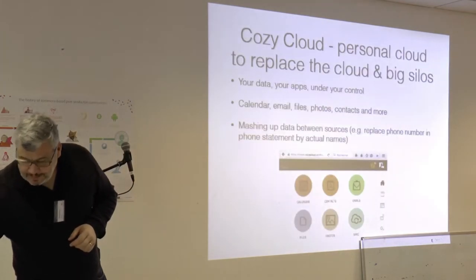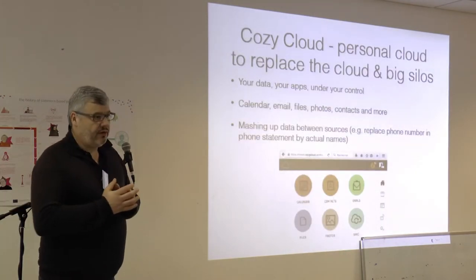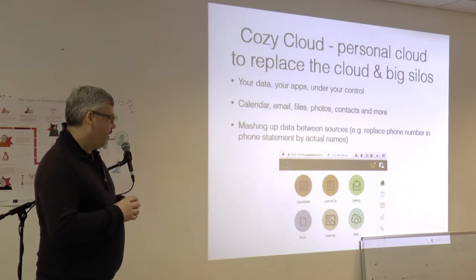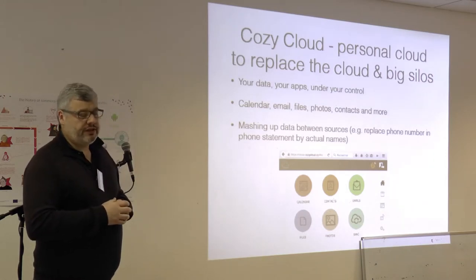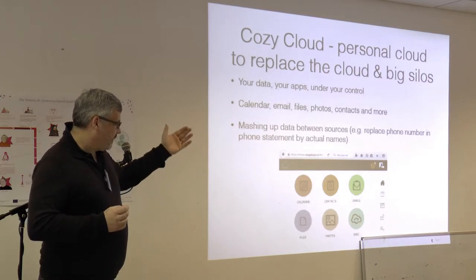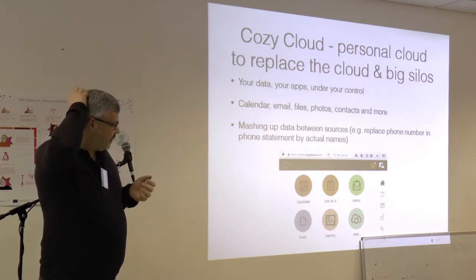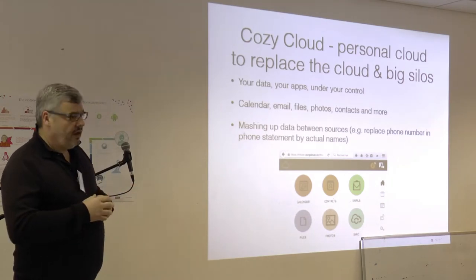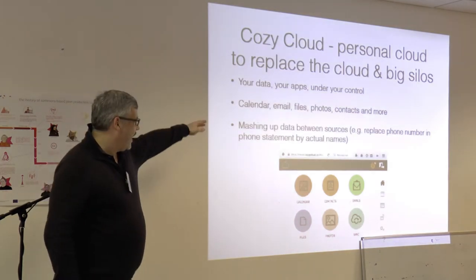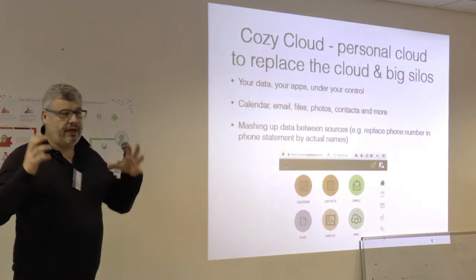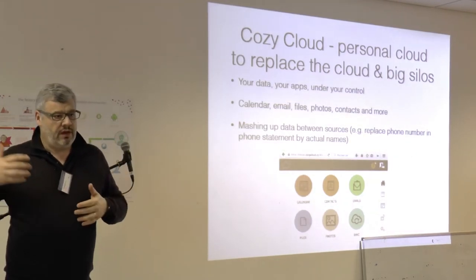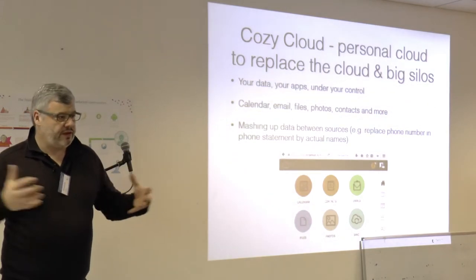One minute, all right. Enter Cozy Cloud, the company I have recently joined, because it does mostly that, not all of it just yet. I'm working on it, and the team is working on it. It does calendaring, contacts, email, files, photos, and synchronization with your smartphone. All of this runs on your own server, and has this killer app, which is matching up data between different sources on your own server. So bank accounts, bank statements, phone statements, address book, all of this, you can mesh it up.